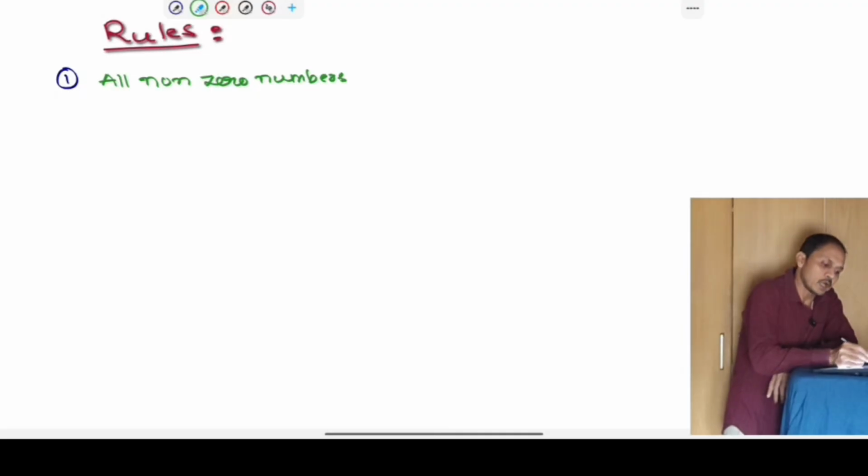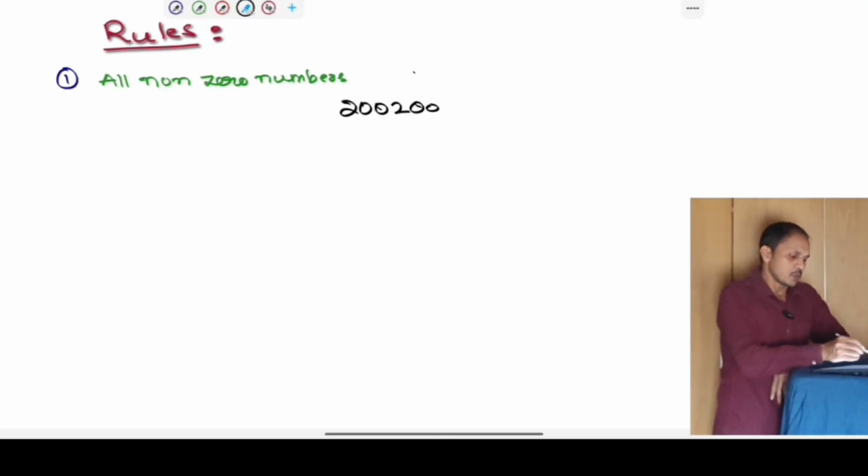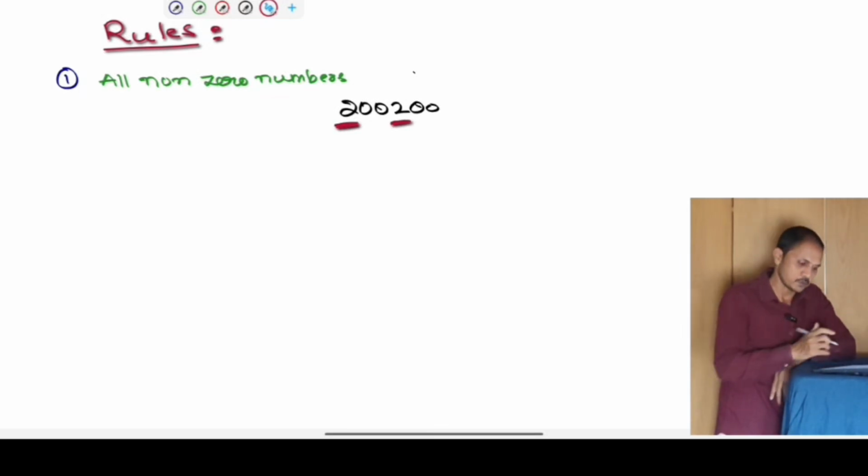So for example, we have a number, let us say 2200, something like this. In this one, according to the first rule, 2 is significant and another 2. These 2 are significant, right? And what about the remaining zeros? Let's see in other rules.